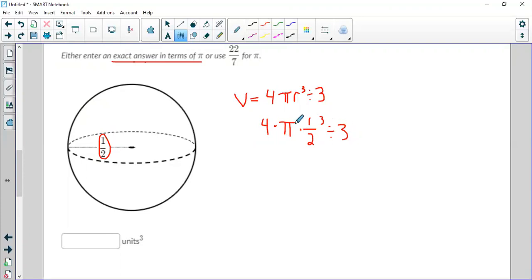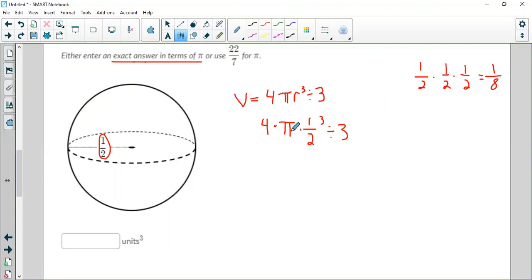So let's see, 1/2 cubed is a major stumbling point for some of you. 1/2 cubed means 1/2 times itself 3 times. I'm going to do that up here. 1/2 times 1/2 times 1/2. Well, a half times a half times a half is 1/8, because 2 cubed, 2 times 2 times 2, is 8. So 1/2 cubed is 1/8.